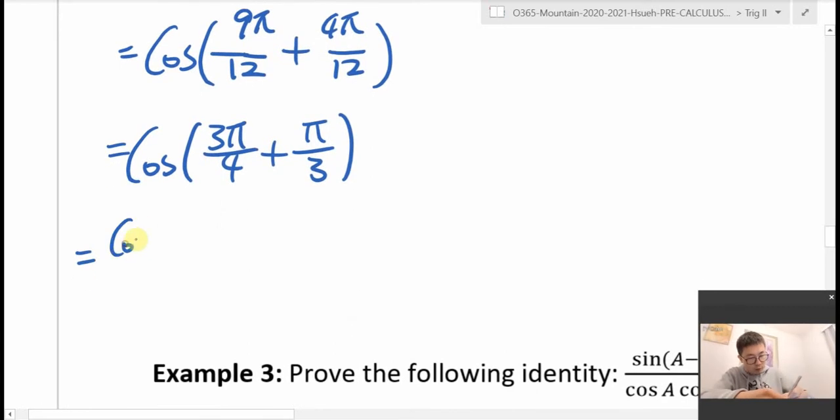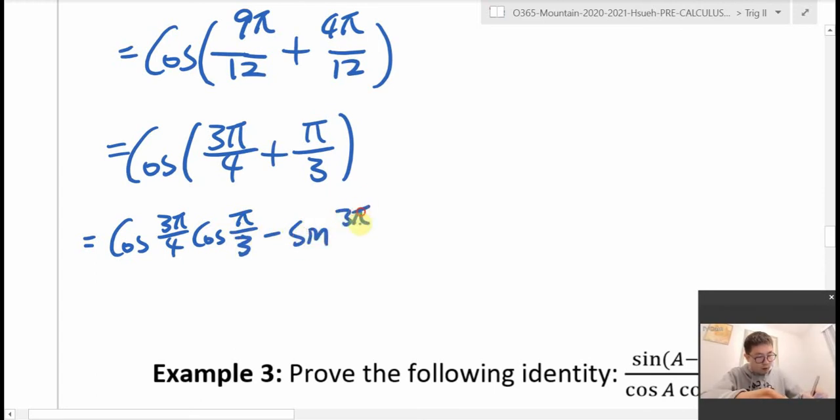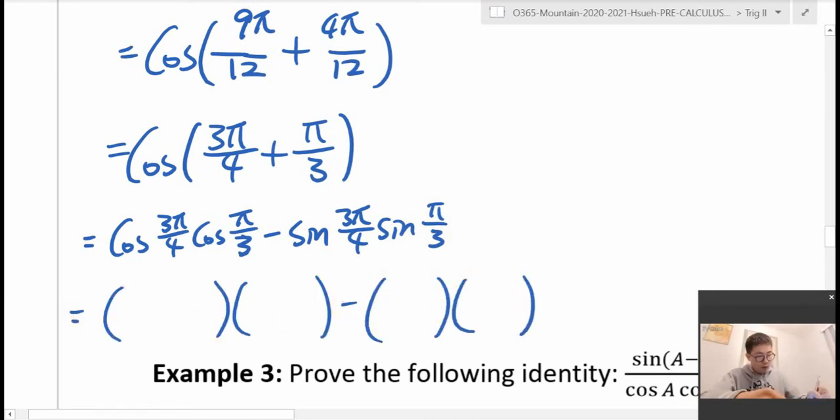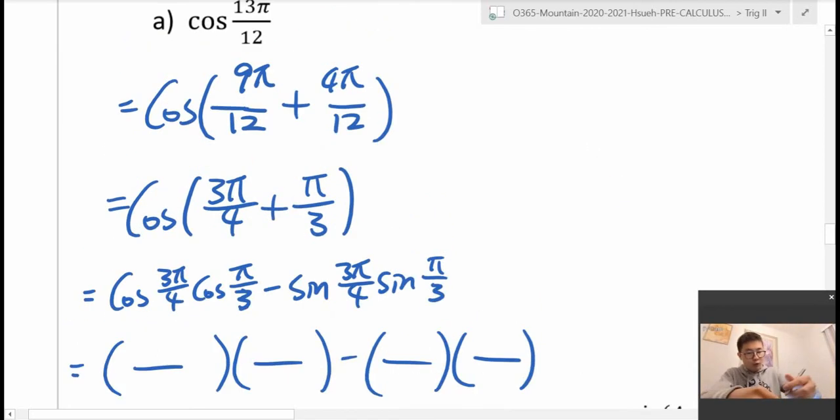Cosine alpha plus beta is going to be cosine alpha cosine beta minus sine alpha sine beta. Okay, so there you go. Same thing for fractions. Now you need to use your special triangle. Hopefully you know your special triangles quite well by now.